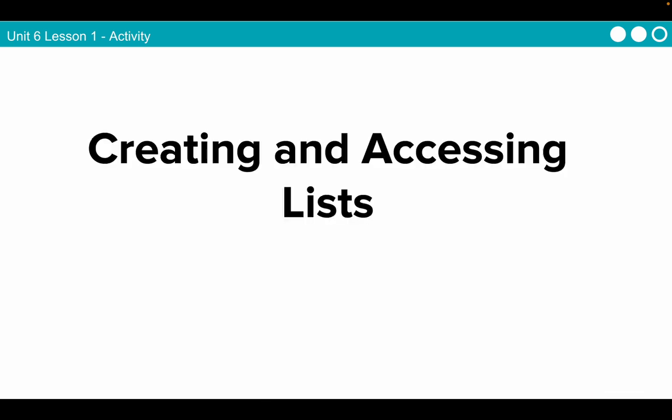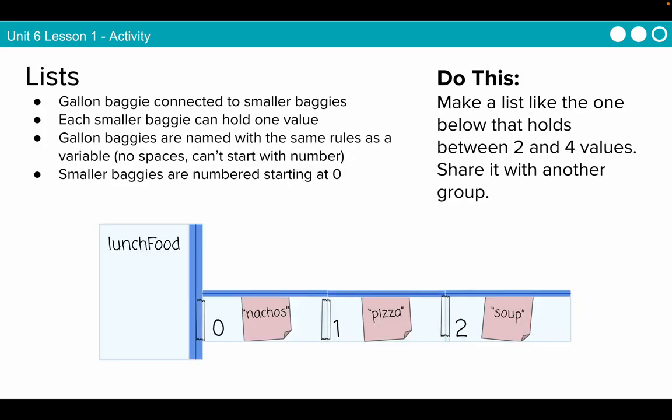And that's where creating and accessing lists can be helpful. So in this lesson, we're going to practice using a new way to store information called a list. So follow the instructions here to make a list of your own, or you could copy this list. So what you do is you have a larger bag. We used gallon bags, and then we had snack bags. We labeled them 0, 1, and 2, and in each snack bag, we put one value.